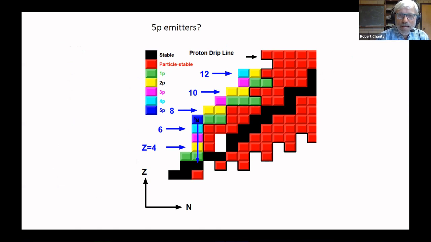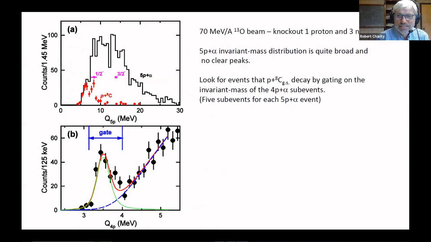So how do we make nitrogen 9? So this is from the same experiment I've been showing a lot, the one with the oxygen 13 beam. And you knock out 4 nucleons. So in this case, there's 1 proton and 3 neutrons.